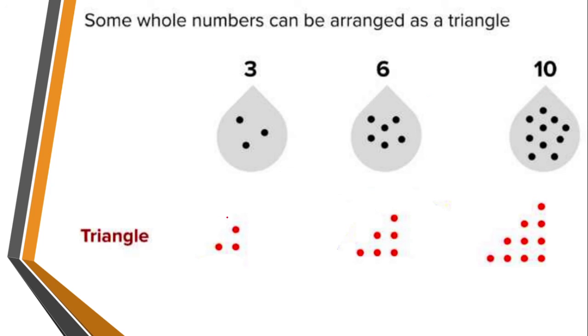So if we talk about 3, here also we are representing in dots for the triangle, right? Here you can see it represents a triangle, and these dots represent the number 3. And again for 6, you can see here we are drawing a triangle, right? And for 10 also, it can be arranged as a triangle.